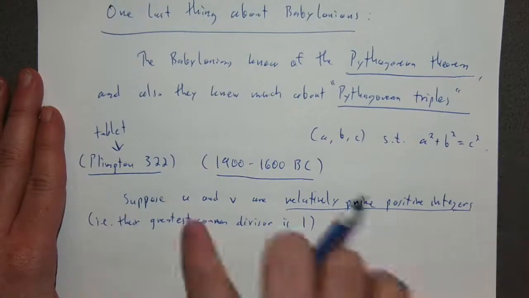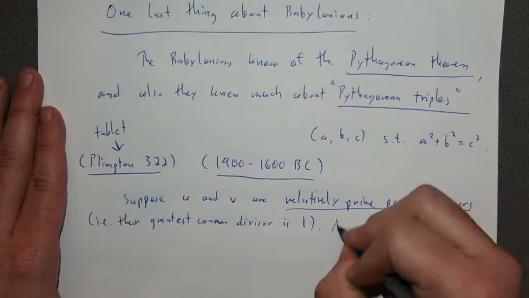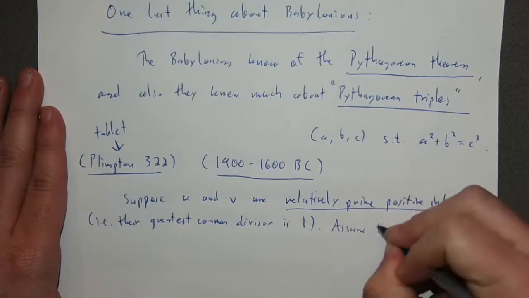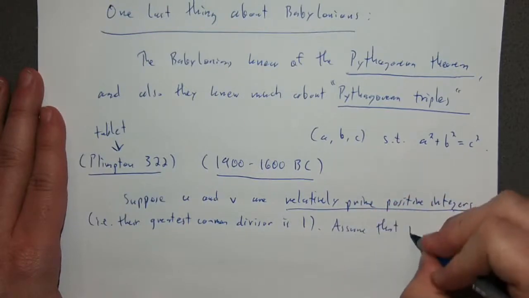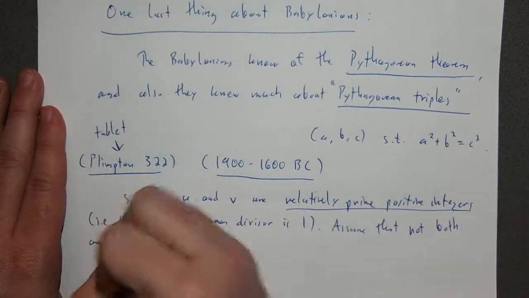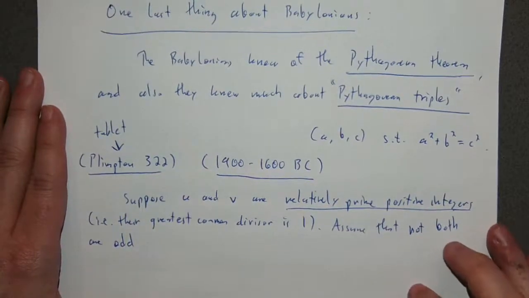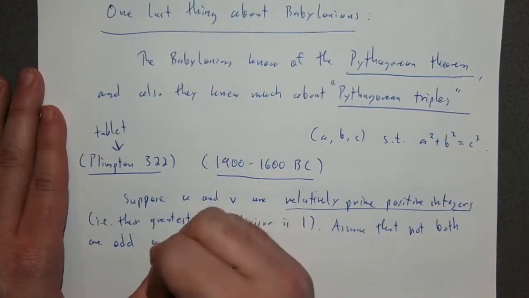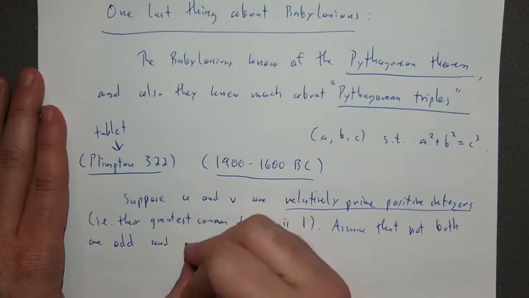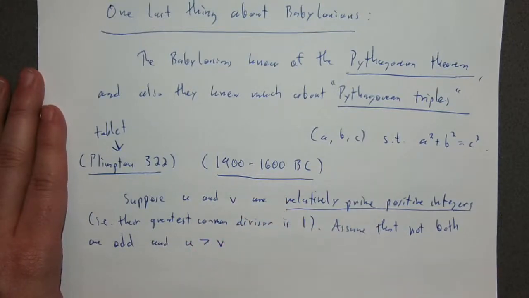Okay, so take relatively prime positive integers U and V. Assume that not both are odd. So maybe one is odd, but not both. And without loss of generality, we can assume that U is greater than V.